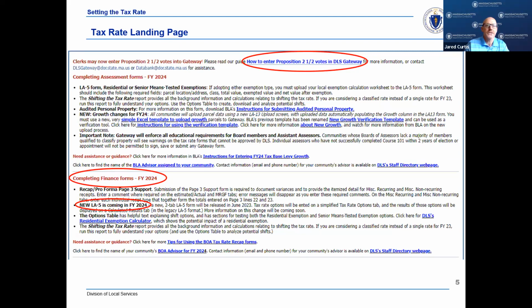Assessors will find a section on how to complete assessment forms, and accountants and auditors will find additional information on how to complete the finance forms. For example, there is information on the new Page 3 support form that was rolled out in fiscal year 2023. There is also information about the new LA5 form that will be available in fiscal year 2024. I will discuss the LA5 form in greater detail later in the presentation.